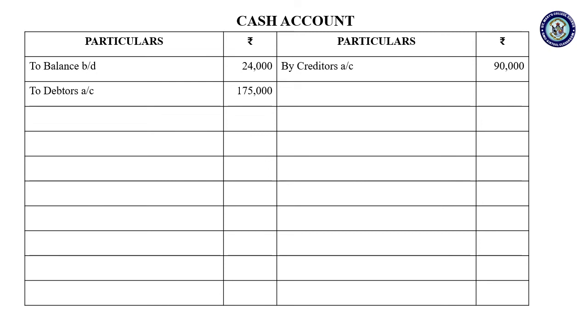Next one, total sale. In that, cash sale affects my cash account. The credit sale will affect my debtors account. So you just see the cash sale. The journal entry is cash account debit to sale. So in the cash account it is to sales account, and only 38,000, the cash sale figure.